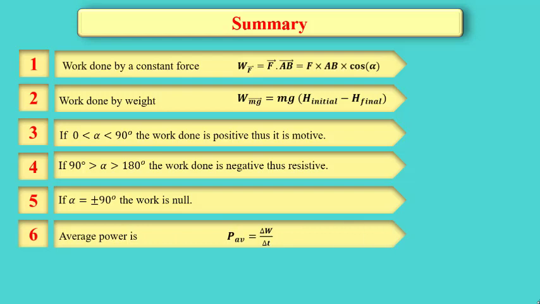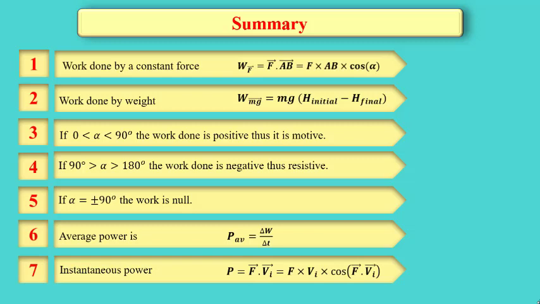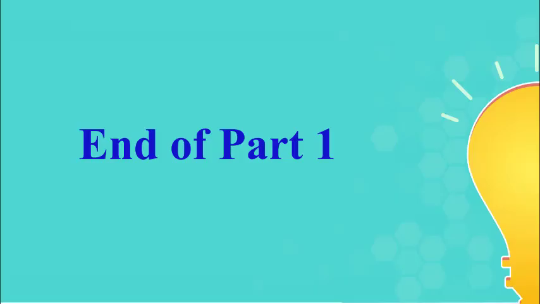The average power is delta W by delta T. And finally, the instantaneous power is F times v times cosine of the angle between F vector and v vector. This is the end of the first part.